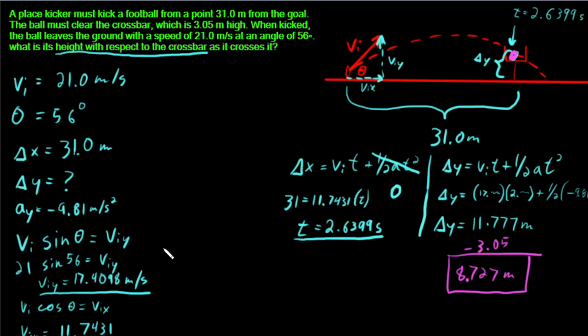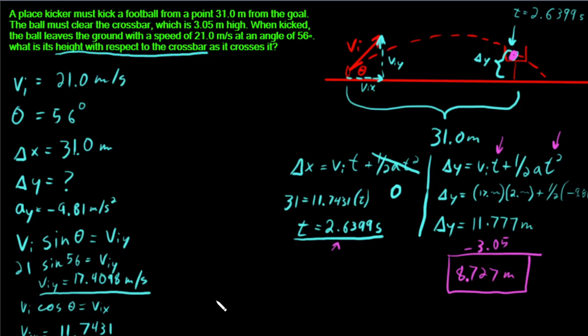So again, just for a quick review, we took our initial velocity and broke it down into the x and y components right there. Then we took the x component along with our x distance to solve for time. And then we utilized our time along with y velocity and y acceleration to get the height that the ball had at that point, and then subtracted 3.05 meters to discover the height above the crossbar, and that ended up being 8.727.